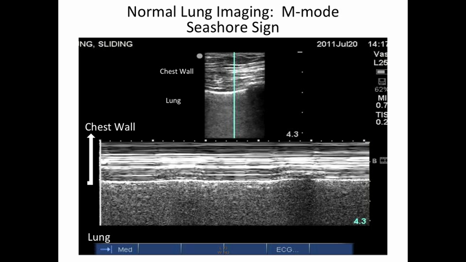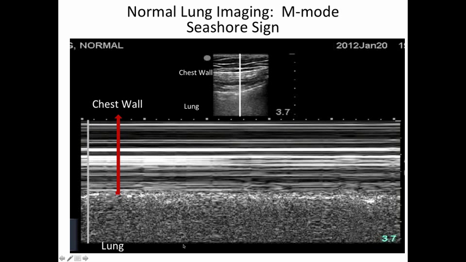And so you get this hazy image, looking almost like TV snow, is what I think it looks like. This is called a classic seashore sign. It supposedly looks like the water coming back off of the beach and leaving the sand behind it. This is another example of the seashore sign. Again, this is chest wall at the top, which are straight vertical lines going across, in comparison to the lung here, which creates this hazy appearance at the bottom, called the seashore sign.